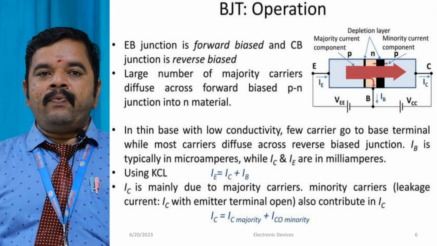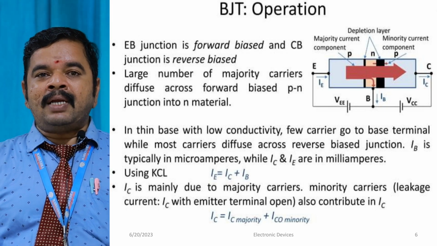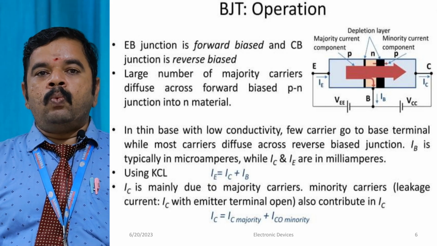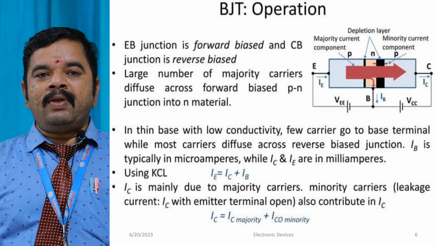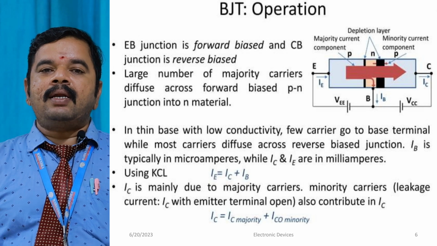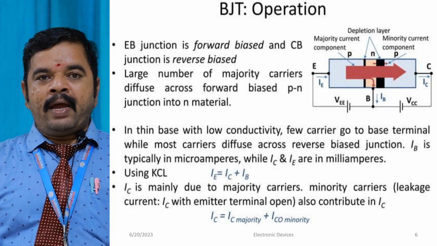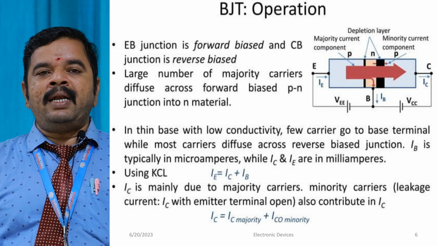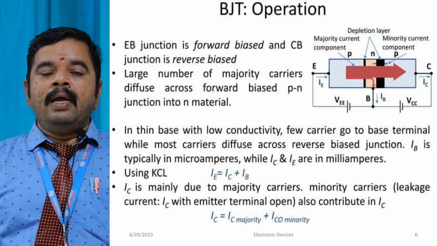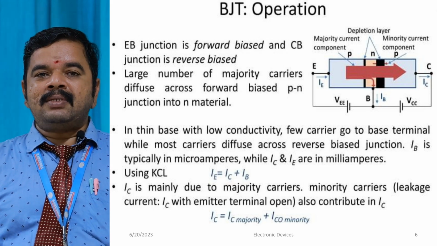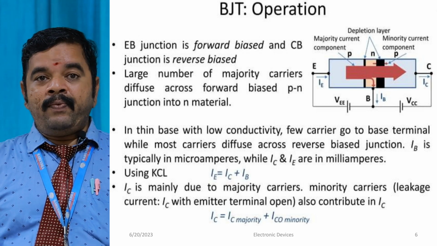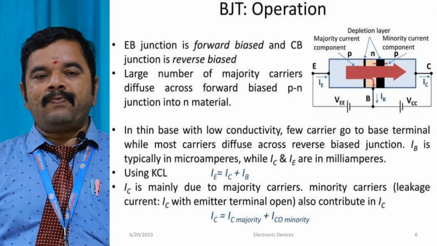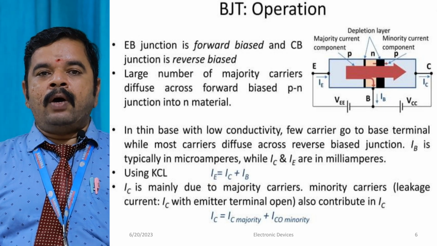A single diode has one junction. Because the transistor has two diodes connected back to back, we have two junctions. One is between the emitter and the base, and the other is between the collector and the base. So there are two junctions because we have two diodes. Generally we consider the emitter-base junction as the input and the collector-base junction as the output. The emitter-base junction is forward biased, so at the input side we give forward bias.